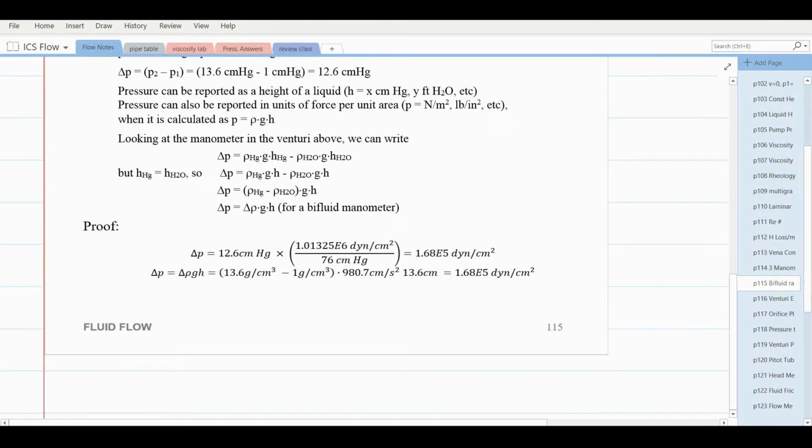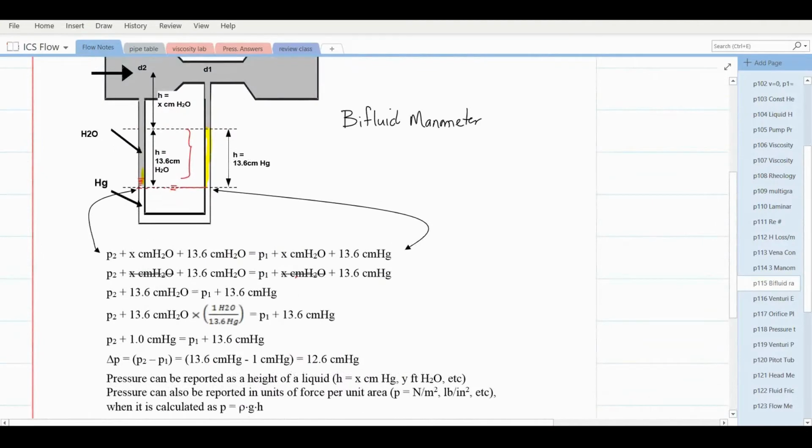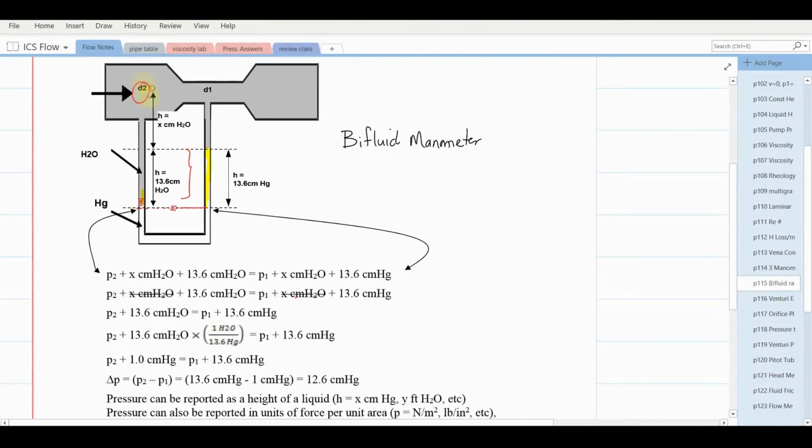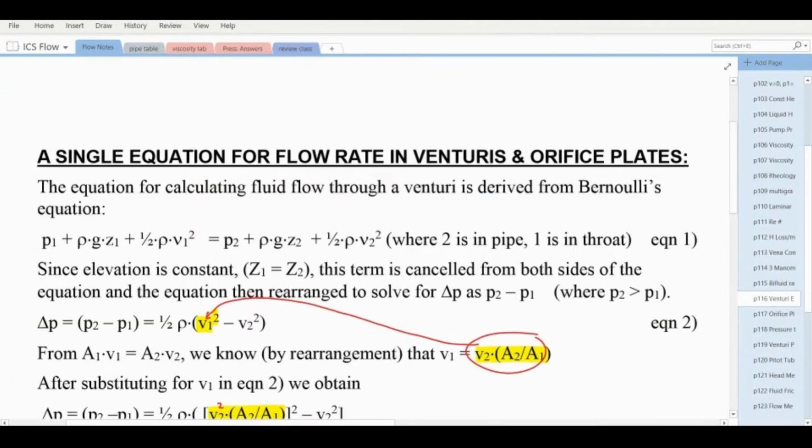So the point to be made here is that the difference in pressure between these 2 points arises from the difference in pressure in the pipe and the Venturi. And that's 12.6 centimeters of mercury is the difference in pressure. And that can also be calculated using our formula, delta P equals delta rho g h. Take a look at page 116, please.